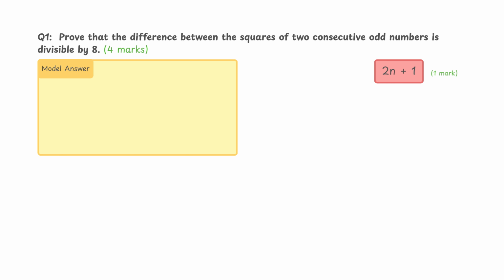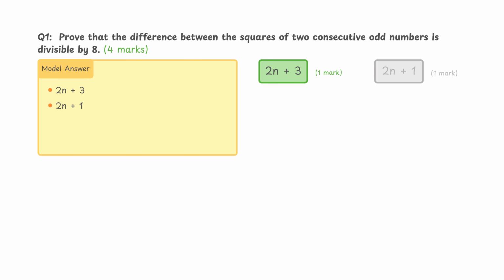So if we want two consecutive odd numbers, we take 2n plus 1, and then the next odd number will be 2n plus 3. So our two numbers are 2n plus 1 and 2n plus 3. This is very important because we are now working algebraically instead of guessing numbers. This earns 1 mark.